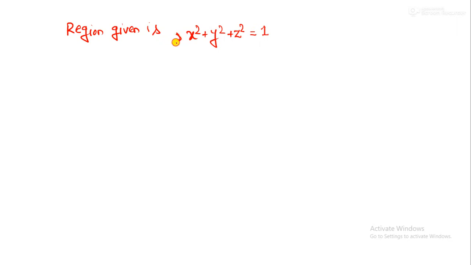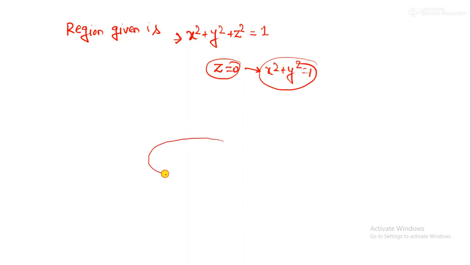Okay, now let's suppose that z equals to 0, what equation will come? It will come as x square plus y square equals to 1. So you can say that this equation is of a circular plane lying on the xy plane, having center (0, 0) and radius 1. So let's draw a two-dimensional figure for x and y having the radius 1.